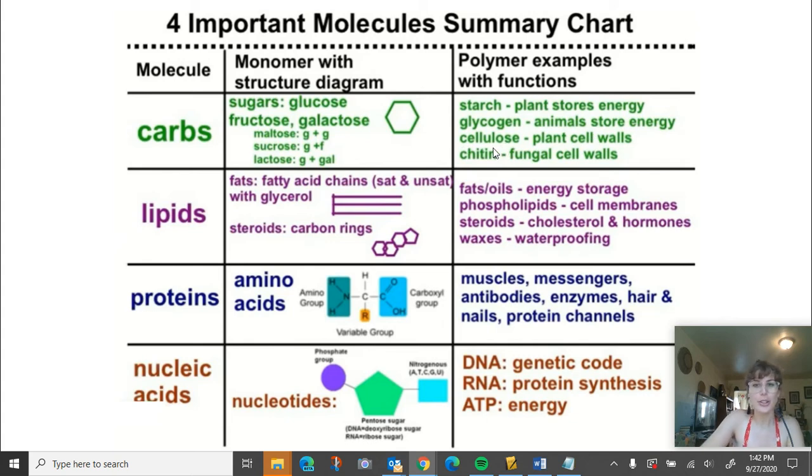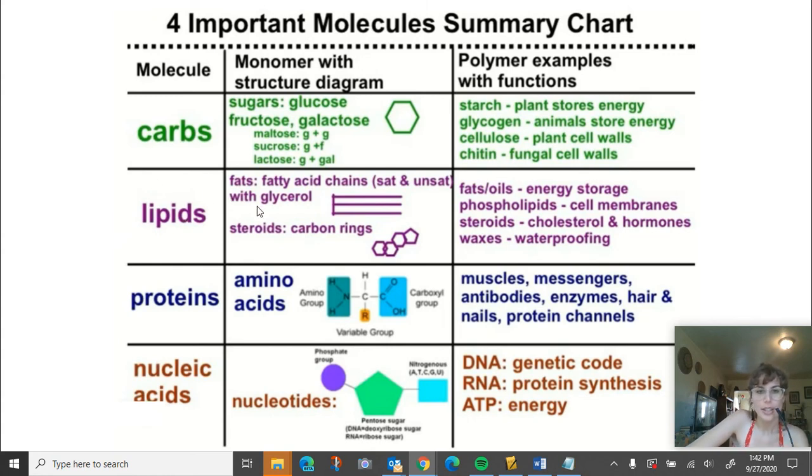Cellulose, we learned that's the most abundant molecule on the planet. Why? Because it is the foundation structural carbohydrate for building plant cell walls. And then we learned about chitin. Chitin builds the cell walls of fungus, and it also builds it for organisms like arthropods or other exoskeleton organisms. Okay, so then we move on to lipids.